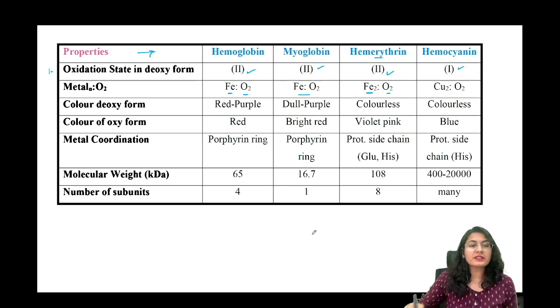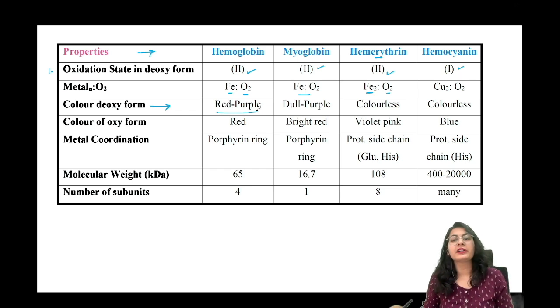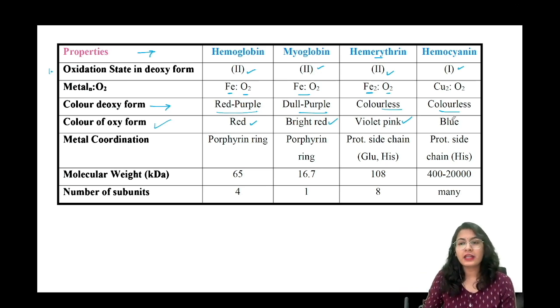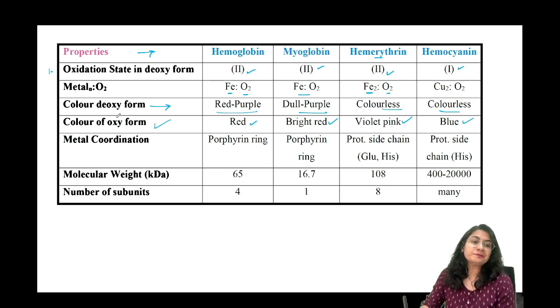Now we move onwards. Color of the deoxy form. हेमोग्लोबिन का कलर होता है रेड पर्पल. मायोग्लोबिन कलर होता है डल पर्पल कलर. हेमेरिथ्रिन is colorless, hemocyanin is also colorless, लेकिन in the oxy form it is going to be red, myoglobin again bright red, hemerythrin में violet pink, alright, it's like reddish violet color, and hemocyanin is blue. Okay, just remember this.